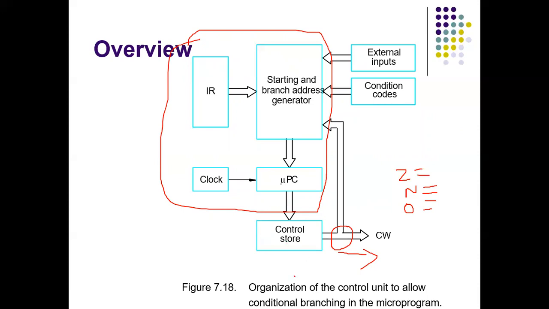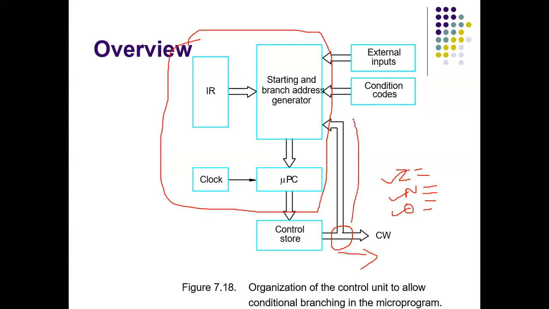This is called a conditional branch. An unconditional branch is not specified here. This is an example of a conditional branch. If any one of these flags or any external input is enabled, that will be checked before generating the control word. If it is enabled, then the normal flow of the program should be changed.